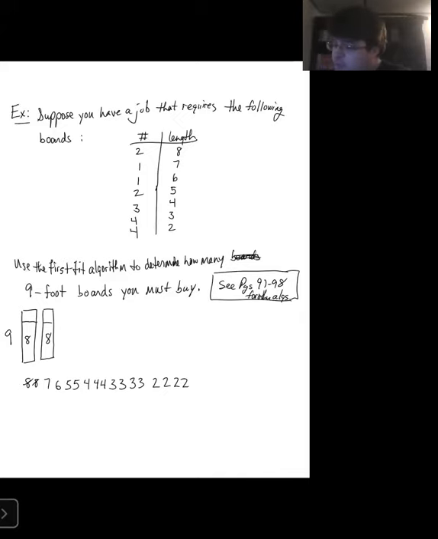Now, the next we have is a 7-foot board. That's not going to fit on any of the first two. Those two gaps on the first two are just 1 foot. But here we can put the 7-foot board on a third board.